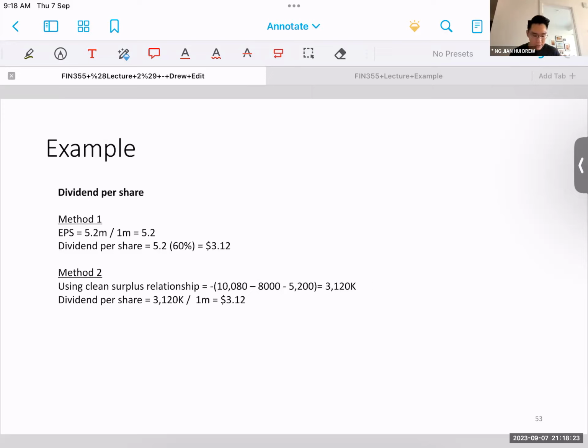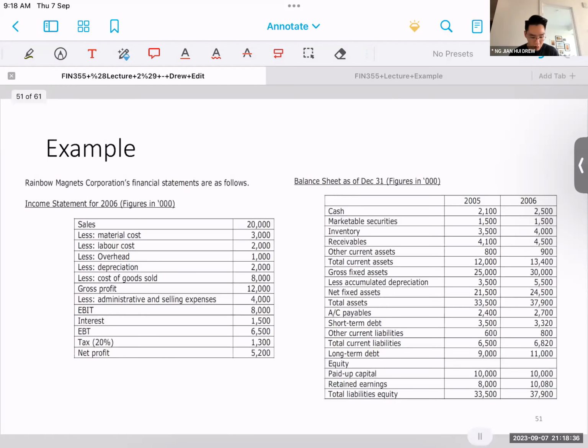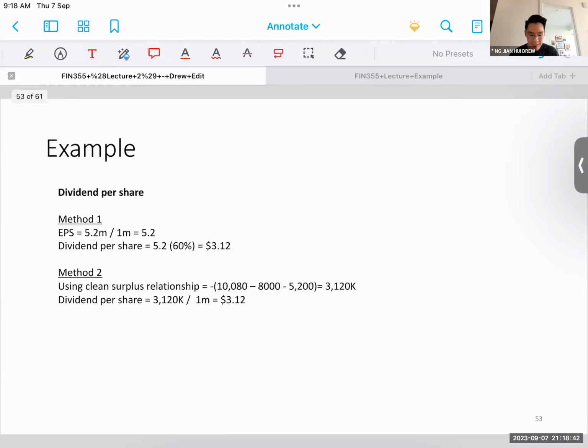So how do we calculate dividend per share? Two methods. We can calculate EPS, earnings per share, by taking the net income. Let me just flip over to show you. You have net income here, and this is in thousands. We take the net income divided by number of shares to get earnings per share, and then simply multiply that by the dividend payout policy, 60%. So that's how you get the answer.